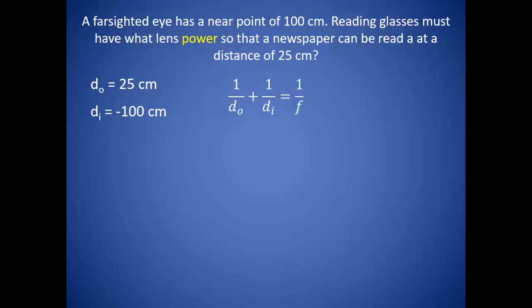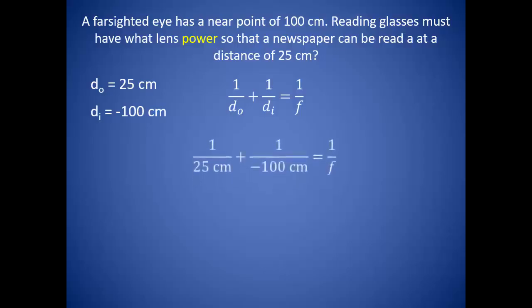We want to be able to place our newspaper 25 centimeters away from our eye so that our object distance is 25 centimeters. If the near point of the eye is 100 centimeters, this means that a virtual image will be formed 100 centimeters away from the eye on the same side of the lens. This is where the eye actually focuses without correction, so this is where we want our corrective lens to put the image of the newspaper when it is actually only 25 centimeters away.